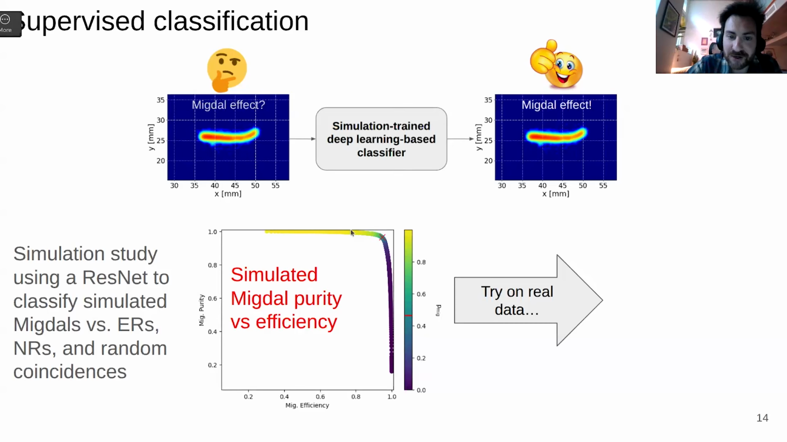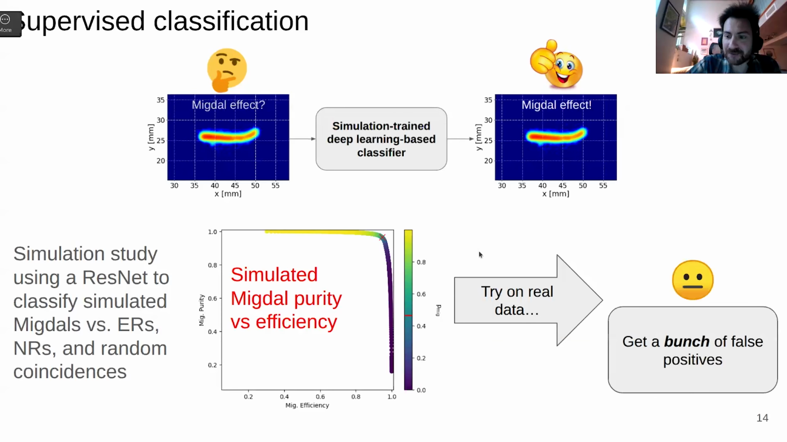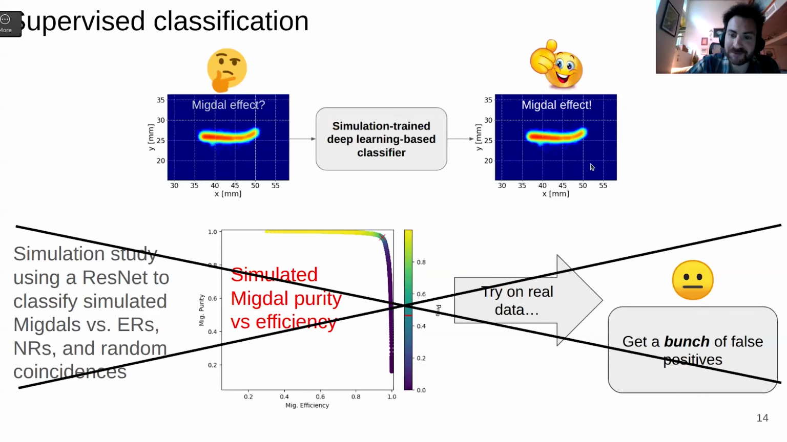I mean, we really want to prioritize that 100% purity regime, but if you're looking at optimizing the product of purity and efficiency, which is often a good way to optimize your performance, you can see we're looking at something like 95% efficiency with 98% purity. So this looked great. Then we tried this on real data, and we got a bunch of false positives. When I say a bunch, I mean like every other nuclear recoil that we looked at, it said was the Migdal effect. So what happened? The first thing is this didn't work on real data.